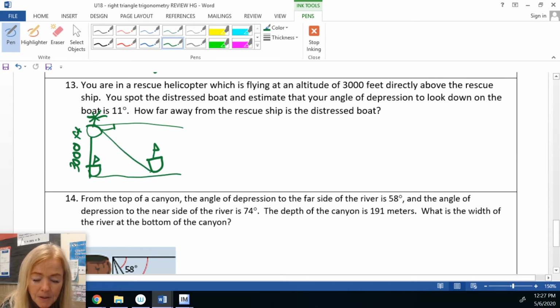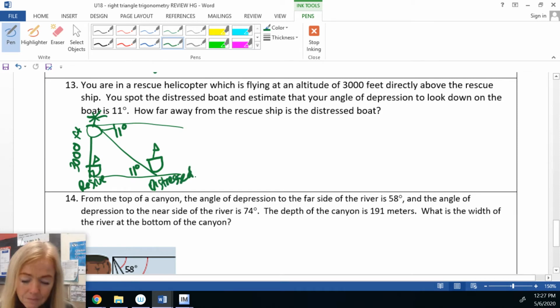So, rescue boat is 11 degrees, so that goes there, which inside the triangle becomes right there. Here's rescue. Here's distressed boat. All right, so 11 degrees goes into the alternate interior angle. Angle of depression, how far away from the rescue ship is the distressed boat? So we want to know this distance between the two boats.